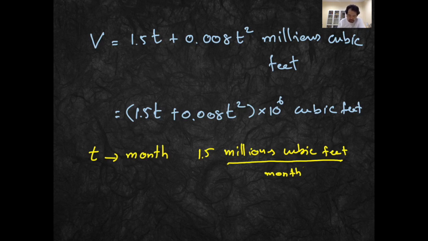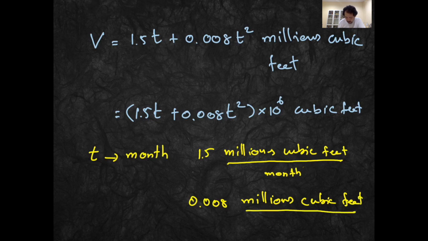And also, we must have the unit of this 0.008 as million cubic feet per month square, right? Because we have this t square here, and when we put the unit of 0.008 like this, the unit of t square cancels with this month square.